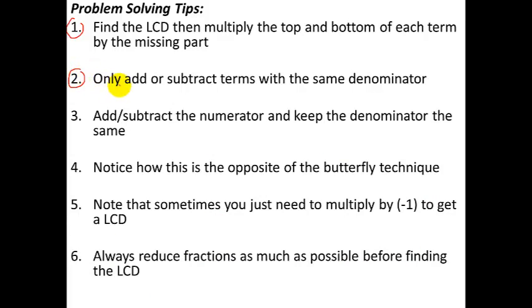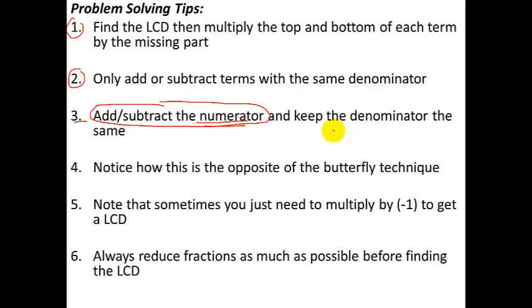Second thing, only add or subtract terms with the same denominator. If two things have unlike denominators, you absolutely cannot add or subtract them until you find that common denominator. Once you do have a common denominator, you're going to add or subtract the numerator only. Only the numerator. The denominator stays the same.